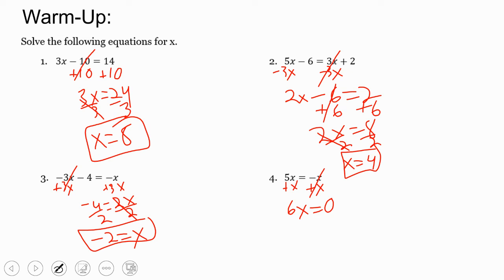In this case, you can solve, though, because I have now 6 times x. If I divide both sides by 6, x is equal to 0 divided by 6. 0 divided by anything is just 0. So x is equal to 0.